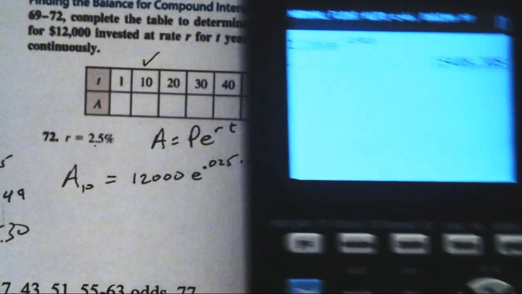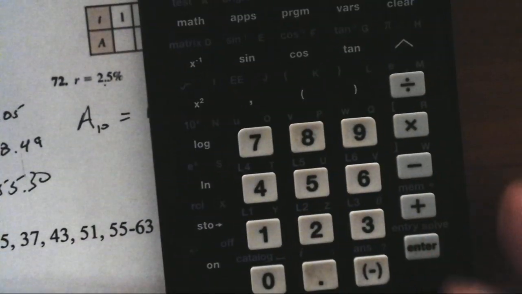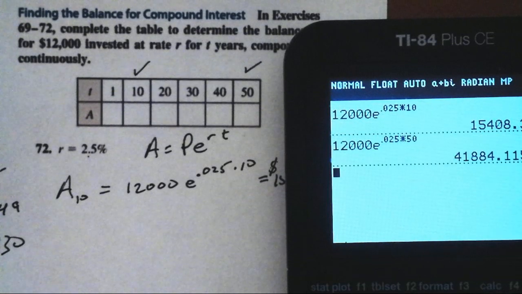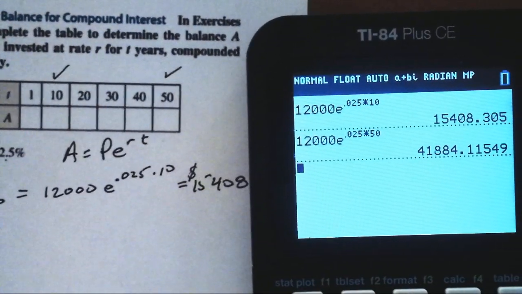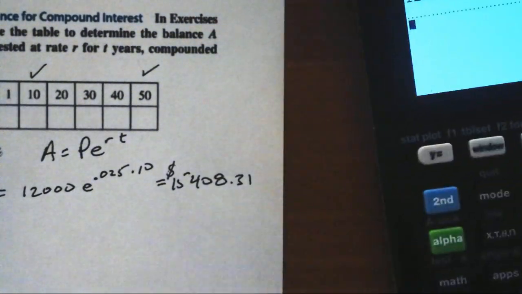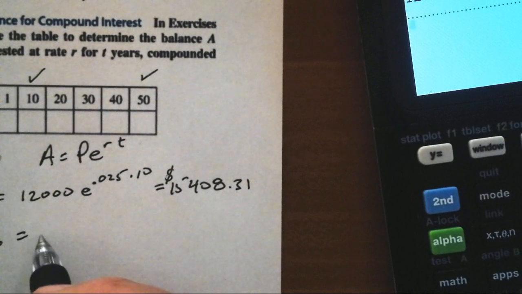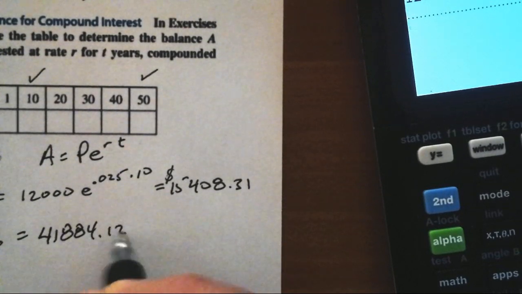And now if we take that same investment, second enter, right down here at the very bottom corner, and just edit this, and we go 50 years, and we enter that, we see we get $41,000. So the same amount of money invested, just given more time to go to work for you, at 50 years is $41,884.12. And that's your economics lesson.